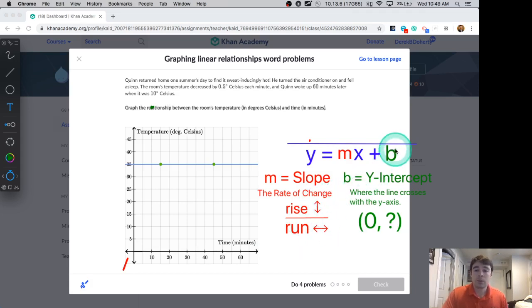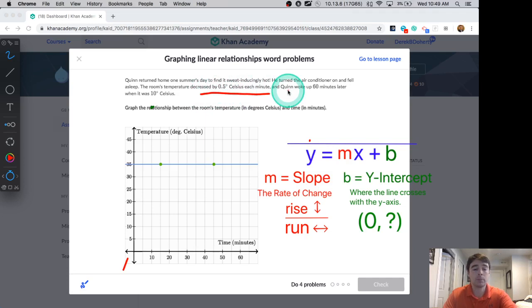The y-intercept is where I often like to start. It's the beginning point. The challenge here is I read through, they tell me the room's temperature decreased by half a degree Celsius each minute. Anytime I see a speed, a rate, when they say per or each, I'm going to underline that in red because that's telling me about the rate of change or the speed. And in this case, this is going to be tied to our slope. Half a degree Celsius each minute the room's temperature goes down.